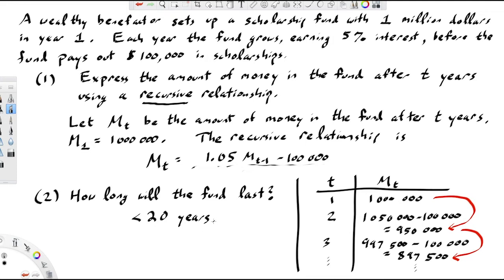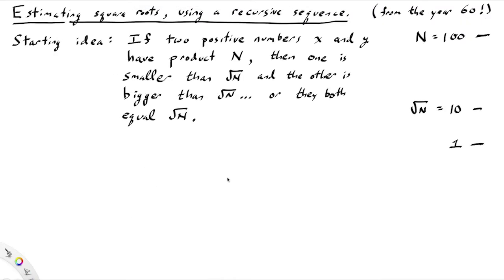Okay, so this is your very short introduction to how fundraising works and how funds have to be operated in order to be sustainable over time, and how a recursive relationship expresses the amount of money in 1 year as it relates to the money in the previous year. So now I want to describe a recursive sequence that's not applied directly to fields like biology or economics, but it's used practically to find square roots.